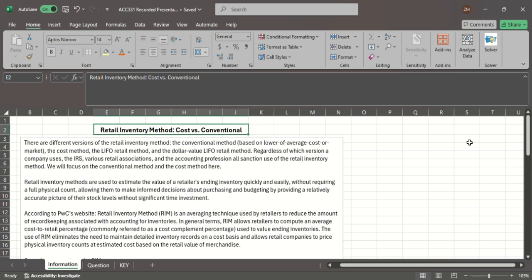According to PwC's website, retail inventory method, RIM, is an averaging technique used by retailers to reduce the amount of record keeping associated with accounting for inventories. In general terms, RIM allows retailers to compute an average cost to retail percentage used to value ending inventories. The use of RIM eliminates the need to maintain detailed inventory records on a cost basis and allows retail companies to price physical inventory counts at estimated cost based on the retail value of merchandise.